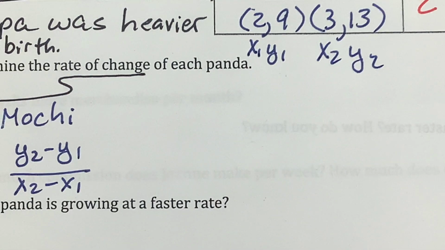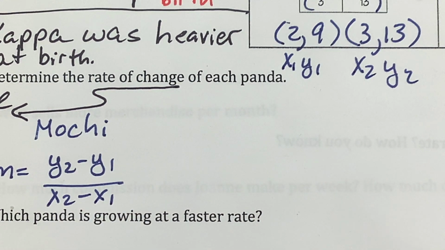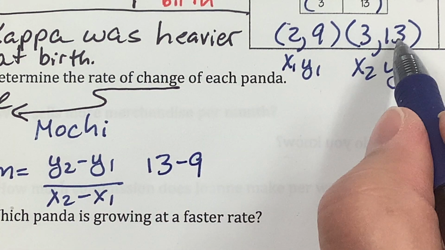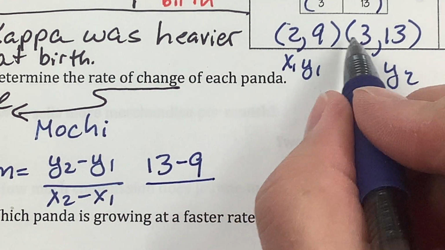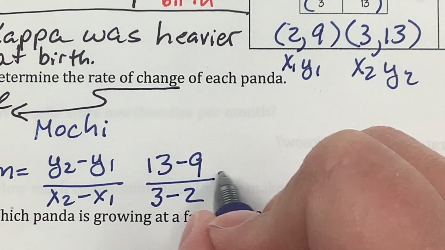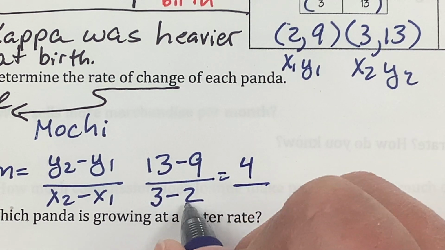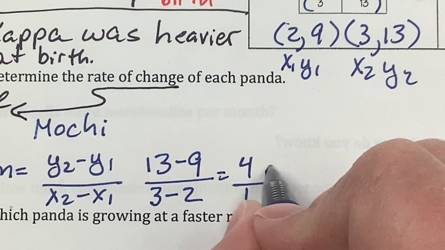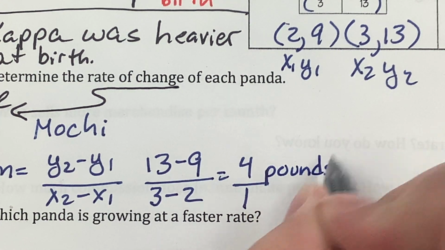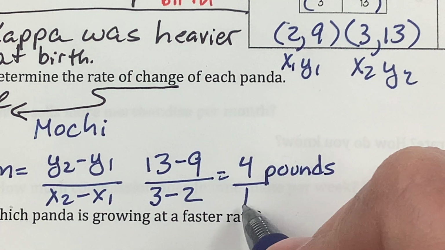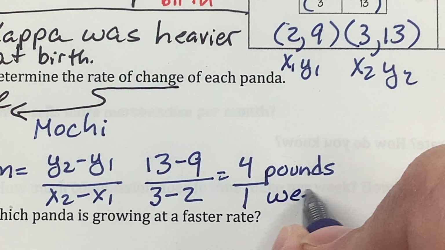Now I just have to fill those numbers into this formula, and that's easy enough. 13 minus 9, y2 minus y1, over 3 minus 2, x2 minus x1. 13 minus 9 is 4. 3 minus 2 is 1. So what does that mean? Well, the y value is weight, and that's in pounds. And the x value is weeks, and it's on the bottom, so that's weeks.